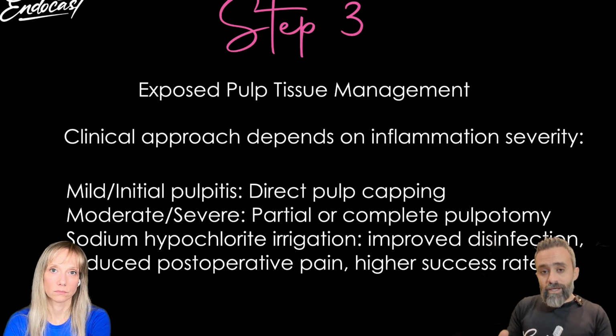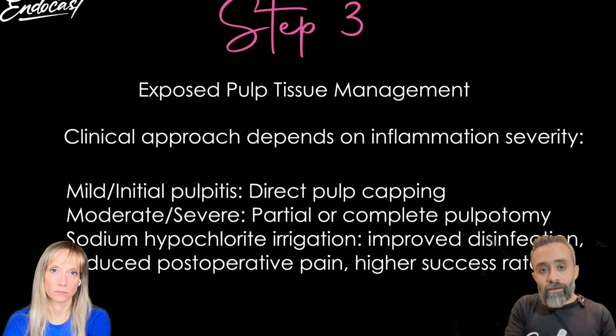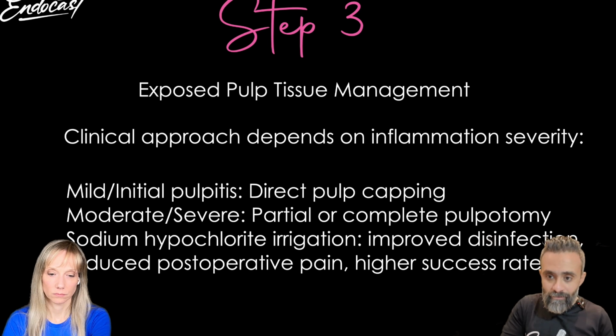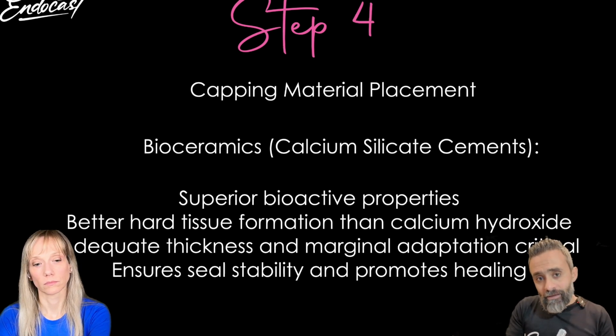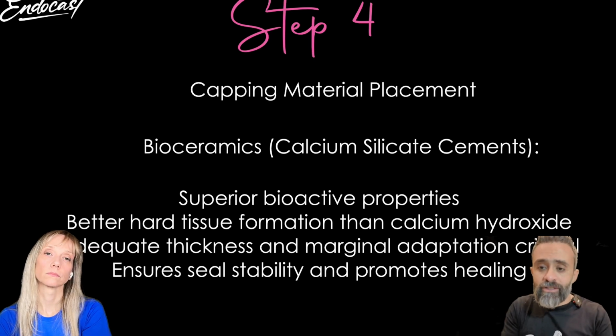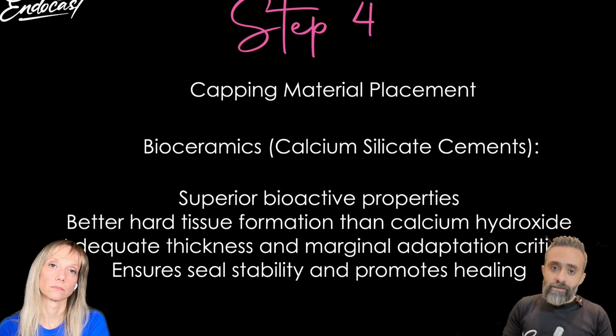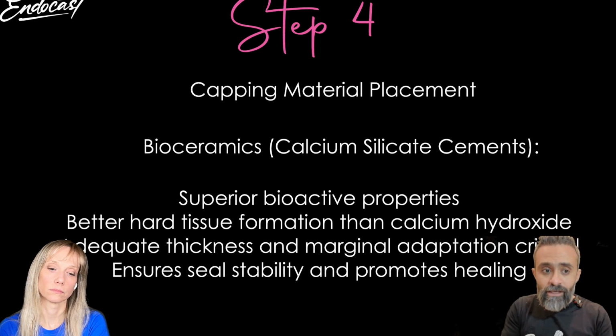In this way, we go progressively until we reach the stage where we have healthy pulp tissue remaining inside. What comes next after the hemostasis with either of the three methods? We need to place the capping material.